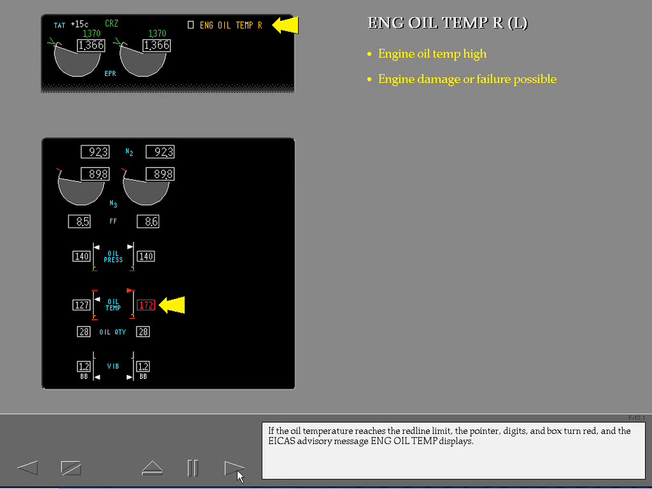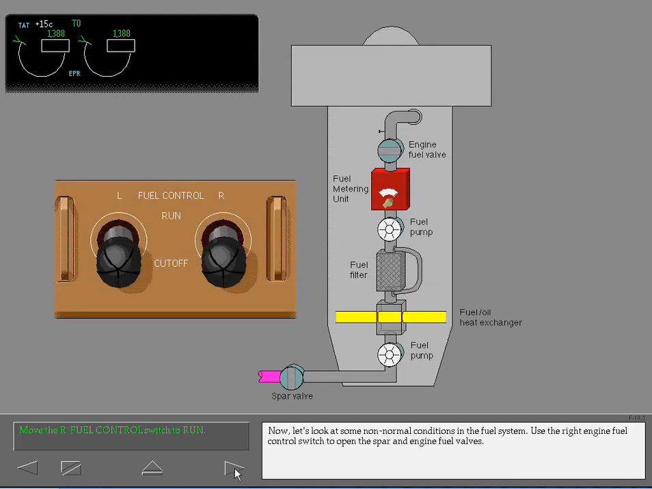If the oil temperature reaches the red line limit, the pointer, digits, and box turn red, and the ICAS advisory message, engine oil temperature, displays. Since engine damage or failure is possible with high oil temperature, the engine may have to be shut down if the condition continues. Now let's look at some non-normal conditions in the fuel system.